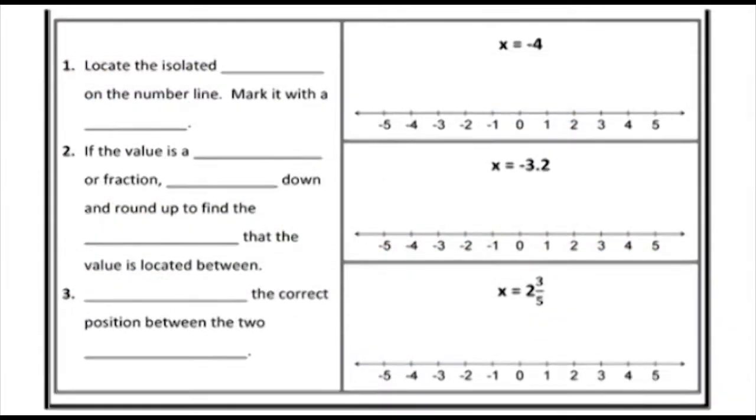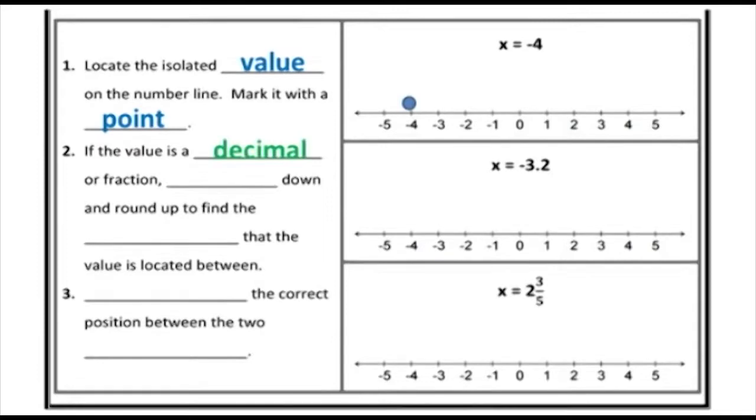When we plot a value on a number line, we follow a few basic steps. Locate the isolated value on the number line. Mark it with a point. This isolated value is given to us as the variable is already by itself. Since these are technically equations, this value is our solution. I find the negative 4 on the left of the 0 and mark it.